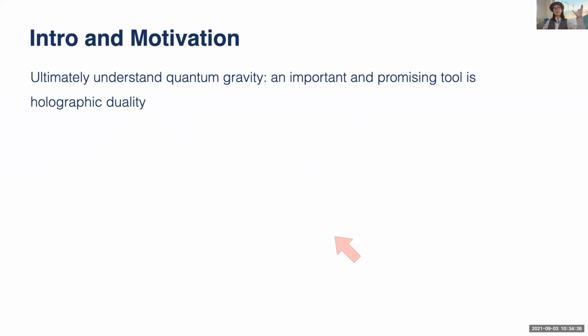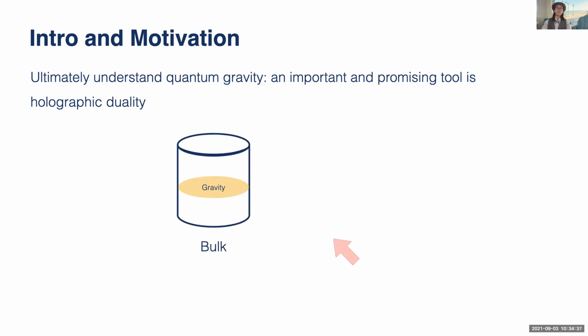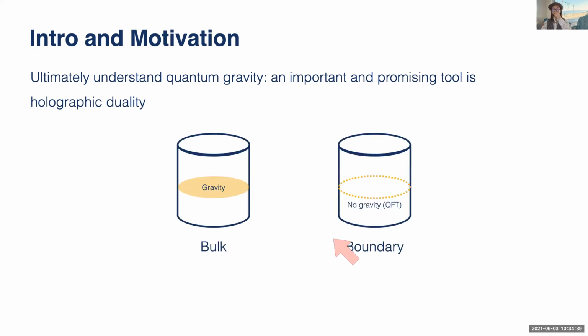Our big goal is to ultimately understand quantum gravity, and an important and promising tool for that is holographic duality, which is a duality of the bulk and the boundary. In the bulk, we have a theory with gravity, and on the boundary, we have a theory without gravity. So for example, quantum field theory. So imagine if you have a state in the bulk, it will have a dual state on the boundary.